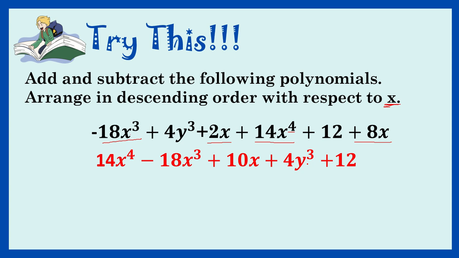And then, of course, nahuhuli yung constant. Kasi walang variable naman yan. So, nasa dulo ang ating constant. So, wala namang kamukha si 4y cube. So, remain as is. And then, last is your constant term. Ito yung constant. Diba? Polynomial consists of variables, exponents, of course, constant. Diba? Meron sila. So, plus 12. So, this is the final answer.